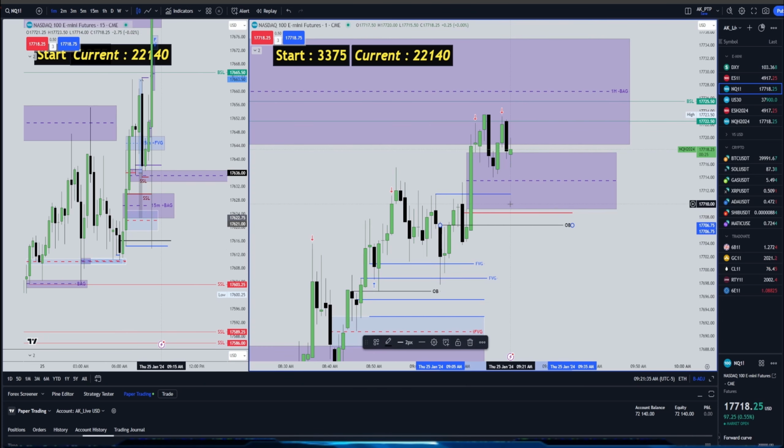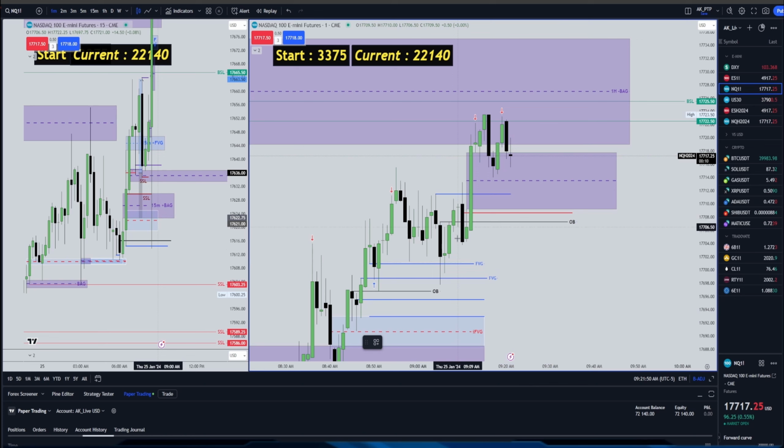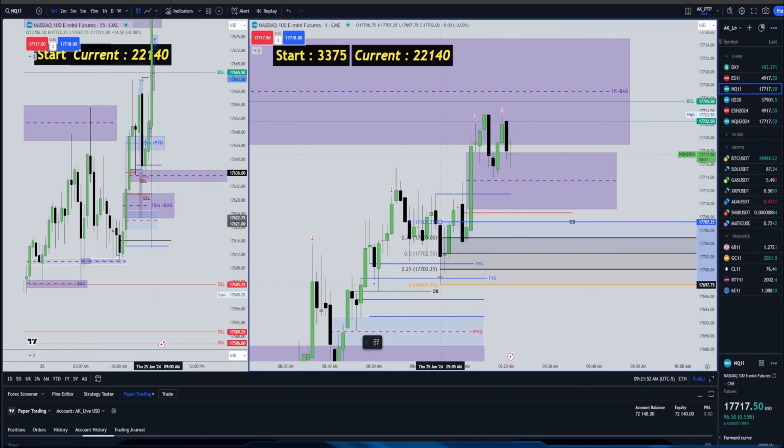So even if it comes to the mean threshold, you see no body is closing below this, you will see a wick coming until at least this far, if not even lower. Okay, that's the order block high, and let me just keep the order block's mean threshold here.